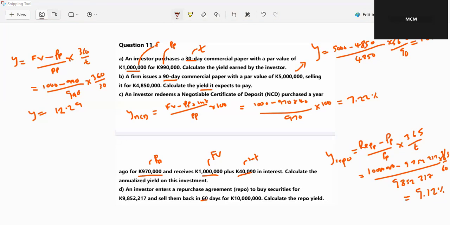Okay, so today I need to teach you the Macaulay duration in the evening.